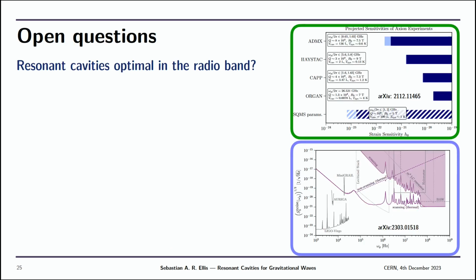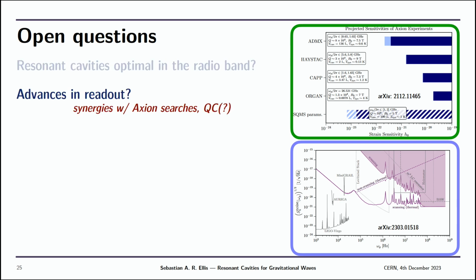So to summarize, I'm not going to summarize; instead I'm going to ask some questions. The first question is one for everyone here. Are resonant cavities really the optimal thing to do in the radio band? Are there advances in readout that we can do to push these sensitivities in the top plot, for example, to the left? This is obviously something that is very interesting for people also looking for axions. It might also be relevant to people who want to do quantum computing with SRF cavities, so maybe there's something interesting to be discussed there.